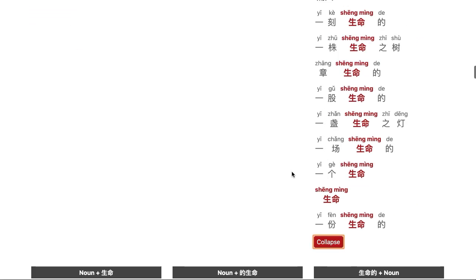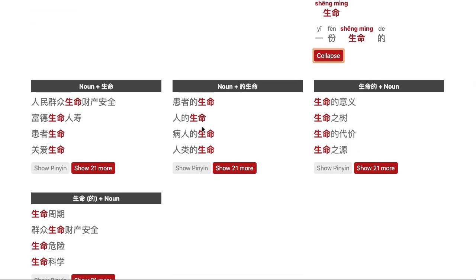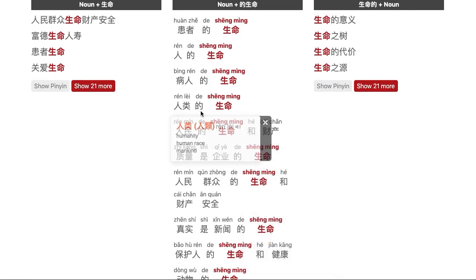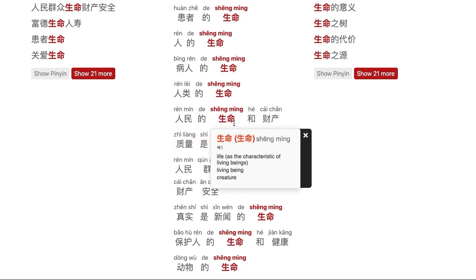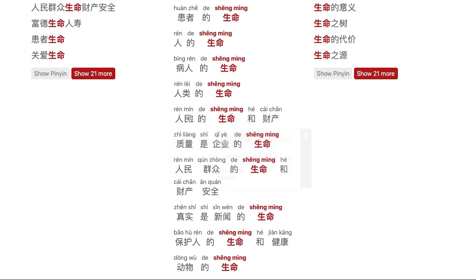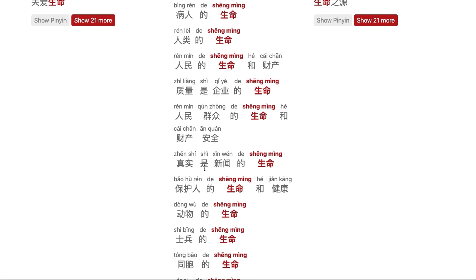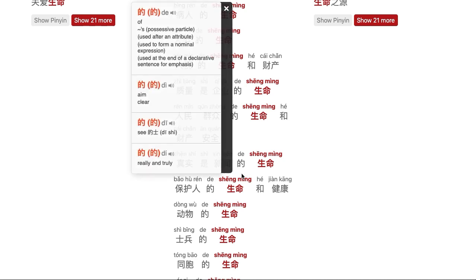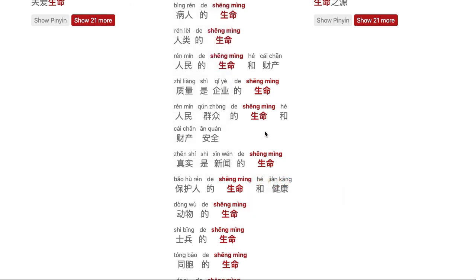And as for 生命, let's take a look. 生命, we have collocations like people's life, 人的生命, right? 病人的生命, the life of the patient, right? So it's more emphasizing on the fact that you are alive. You're not dead, right? 人类的生命, human life. 人民的生命和财产, the life and property of people, right? So these are the things that are worth protecting. 真实是新闻的生命, right? Truth is the life or lifeblood to journalism. So 生命 is more emphasizing on the fact that you're alive and not dead.